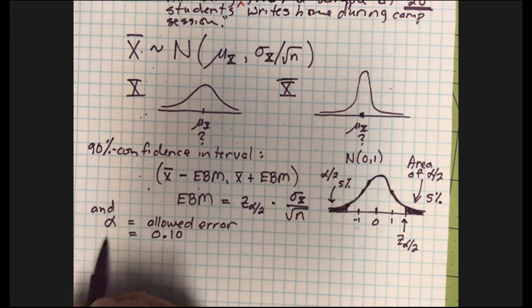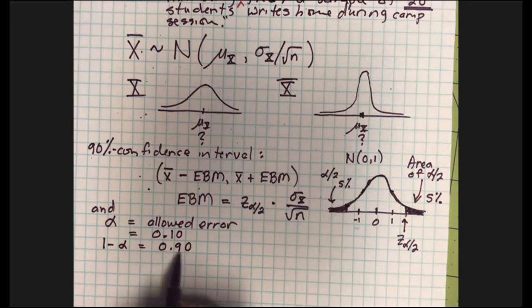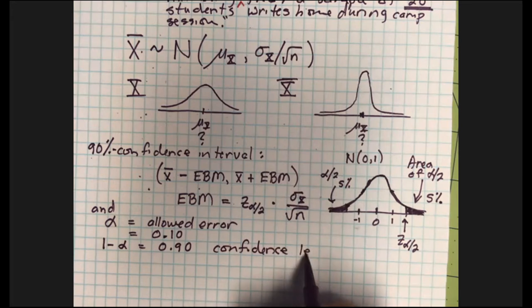So let's set this up. 10% allowed error, and that means 1 minus alpha is 0.90. So that's my confidence level. People call that the confidence level. And that's where the name confidence interval comes from.